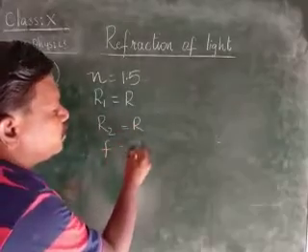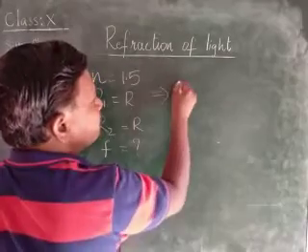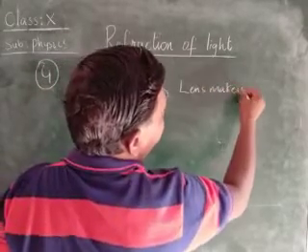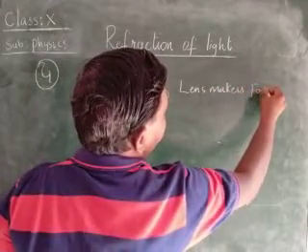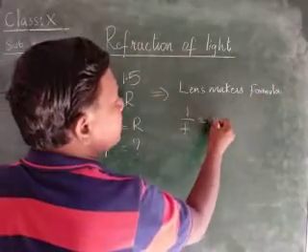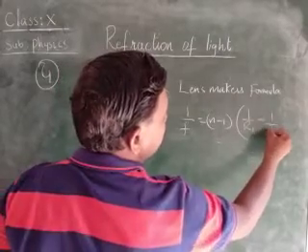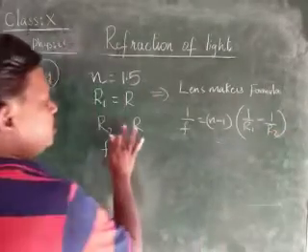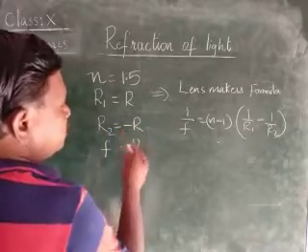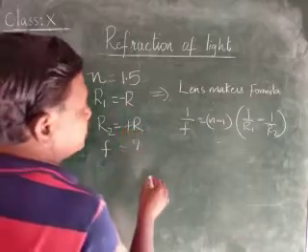It is asking to find out the focal length. Therefore, use the lens maker's formula. What is the lens maker's formula? 1 by f is equal to (n minus 1) into (1 by r1 minus 1 by r2). But here when we apply the sign conventions, normally r1 is equal to minus R, r2 is equal to plus R.